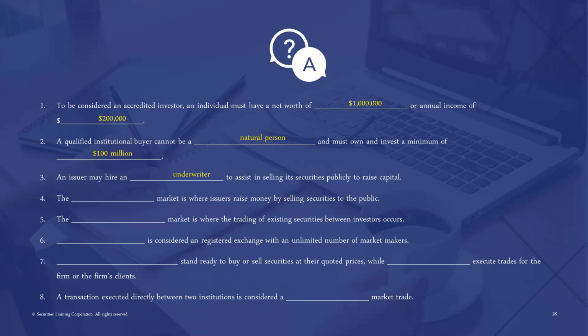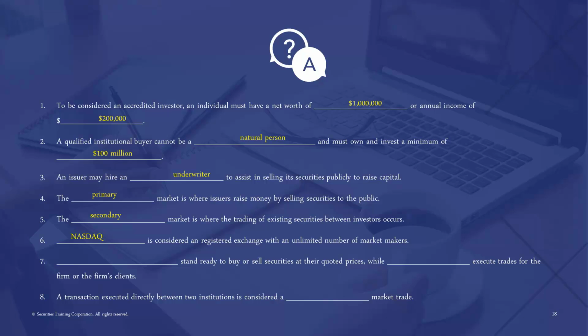4. The blank market is where issuers raise money by selling securities to the public. Answer: the primary market. The blank market is where trading of existing securities between investors occurs, and that would be called the secondary market. Blank is considered a registered exchange with an unlimited number of market makers. NASDAQ. Remember, the New York Stock Exchange would have a designated market maker.